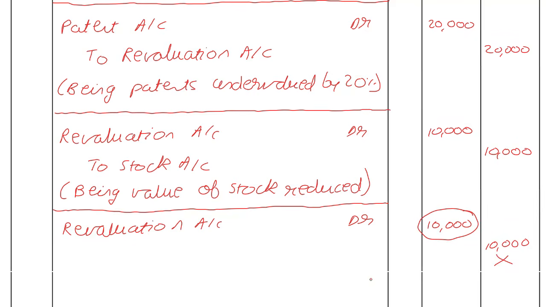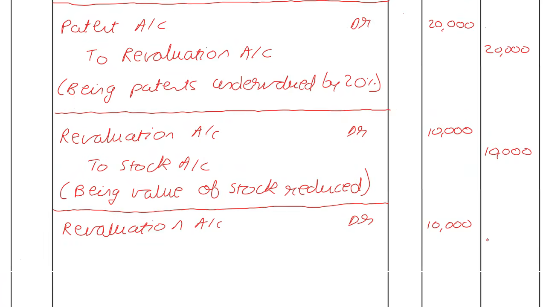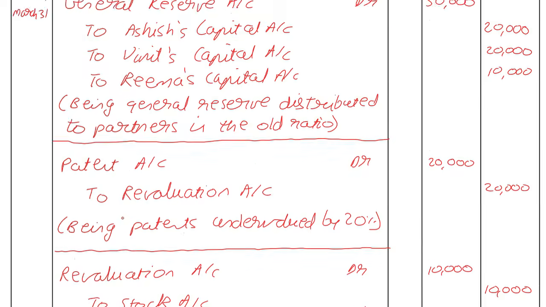But I cannot give 10,000 rupees just like that. I have to break it up among the partners in the old ratio. Okay, and we will clarify what that old ratio is, 2:2:1. So I'm guessing 4:4:2 should work. 4,000, 4,000 and 2,000, to the partners' capital accounts.